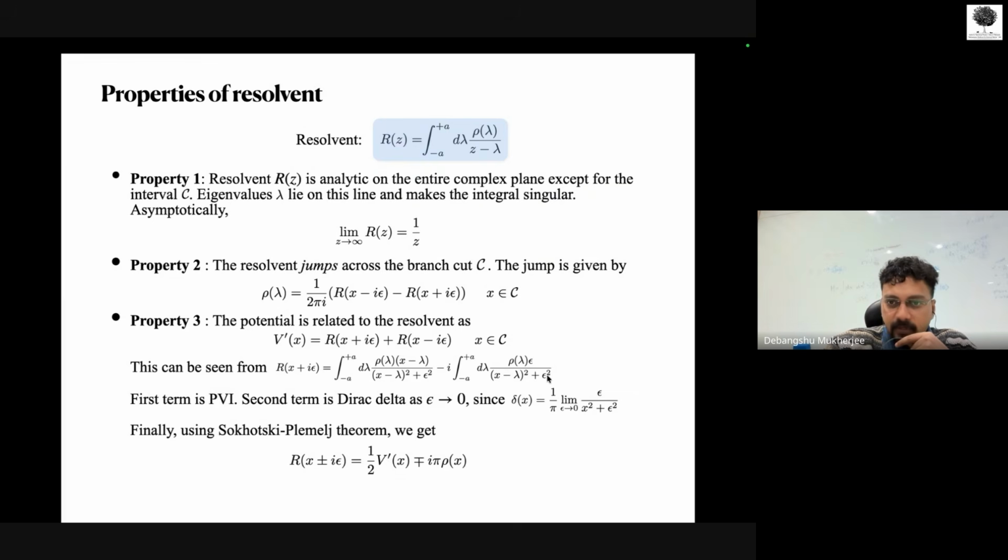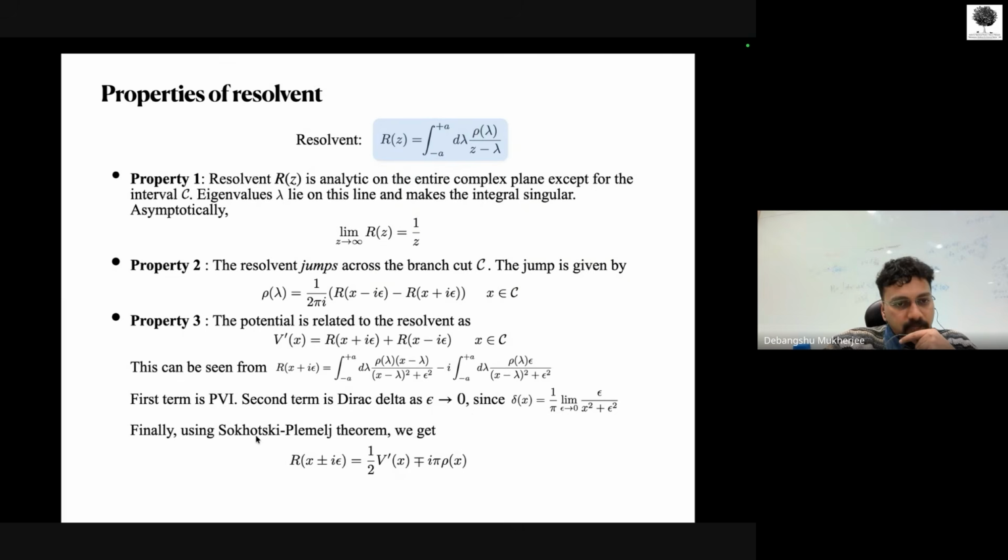The second piece, when you take the limit of epsilon going to 0, is precisely nothing but the Dirac delta function. So you are going to obtain a delta function of x minus lambda from here. Once you complete the integral over lambda, you're going to end up with simply a factor of pi. So pi is just a normalization that comes up in this representation of the delta function.